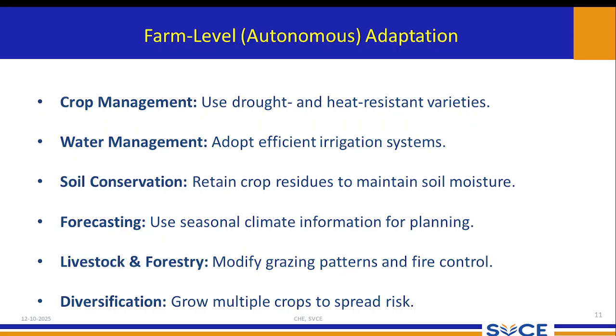So in livestock and forestry, modify the grazing patterns and fire control. Grazing patterns, so the land, I mean, it grows. Livestock is the intense cow, that type of livestock. Diversification: grow multiple crops to spread risk.